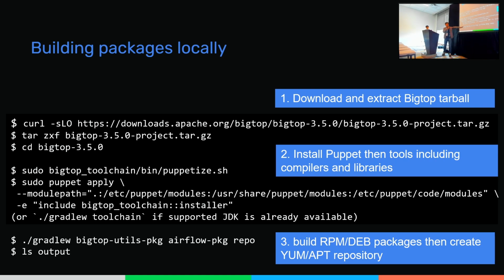So the airflow-pkg task means building the Airflow package. If you want to build Spark packages, you should run the spark-pkg task too. And the repo task creates a package repository based on the built packages. If you run these tasks on Rocky Linux 9, RPMs for Rocky Linux 9 are created and YUM repositories are built. If you run the tasks on Ubuntu Noble, it creates deb packages for Ubuntu Noble and an apt repository.